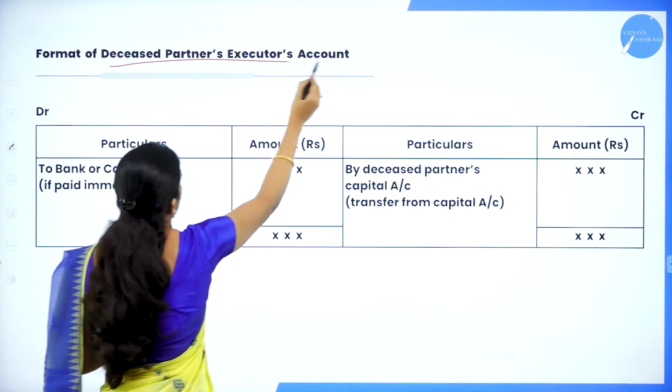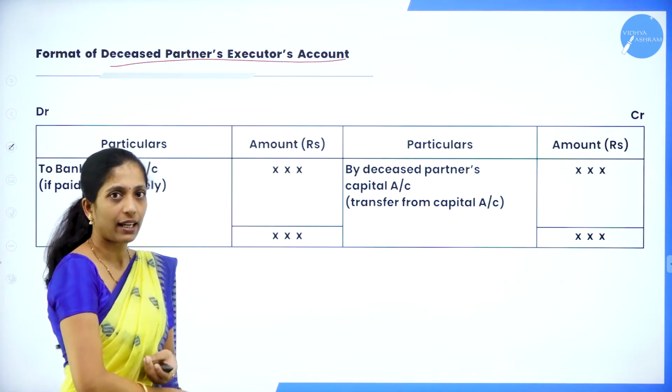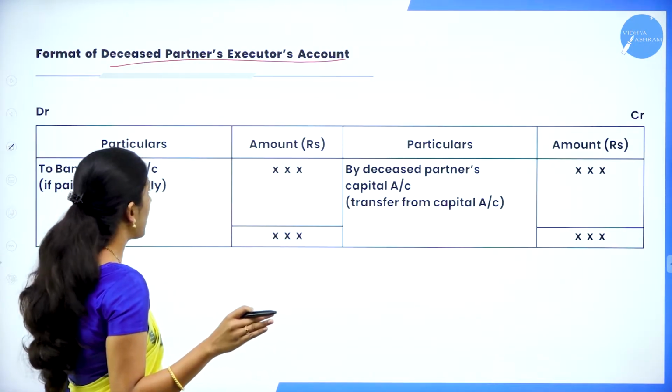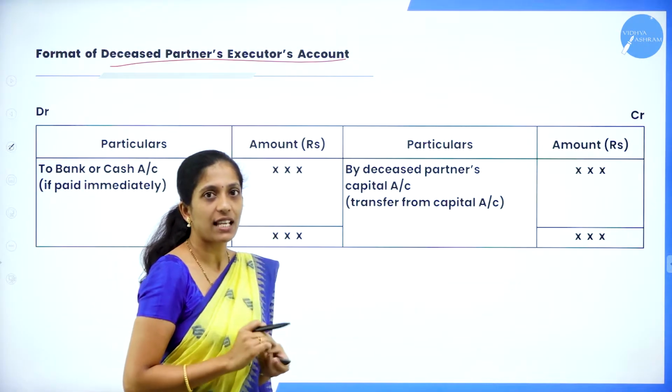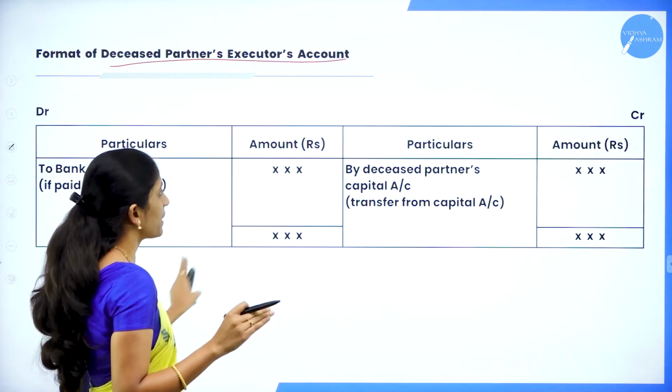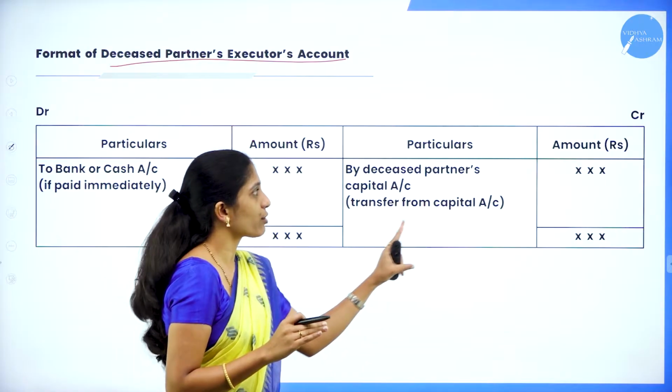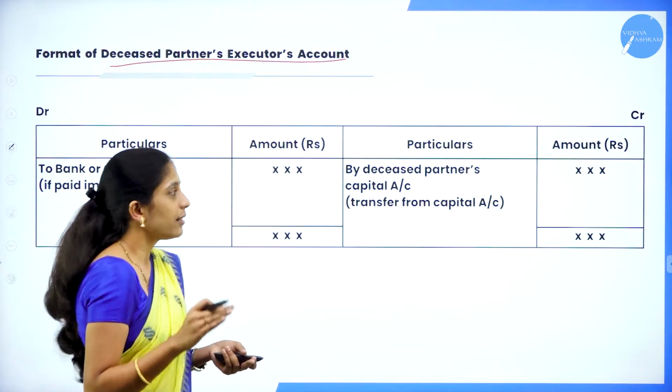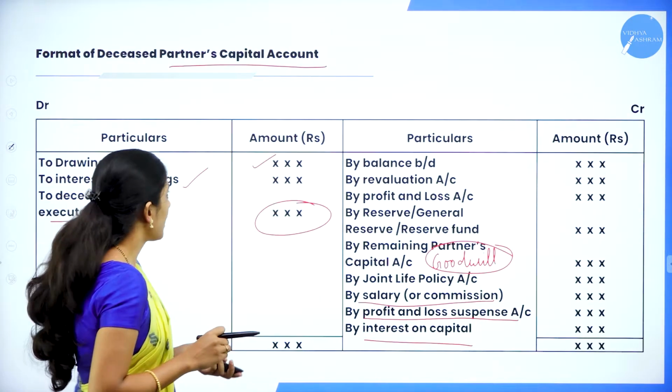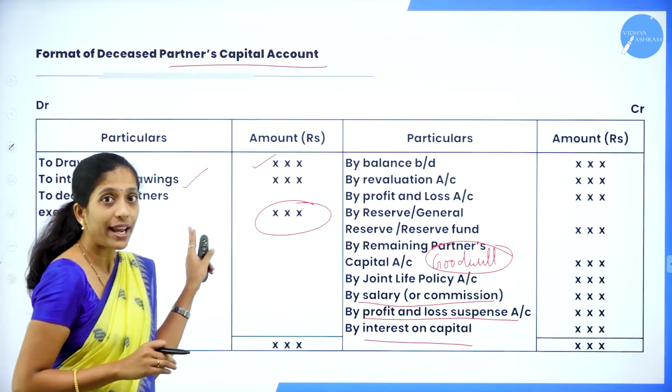So, the format of the deceased partner's executor's account. Here also your format remains the same. You will have a debit side as well as a credit side. Under the debit side, particulars and amount; under the credit side also, particulars and amount. Now, whatever the amount, the balancing figure has been transferred to the executor.